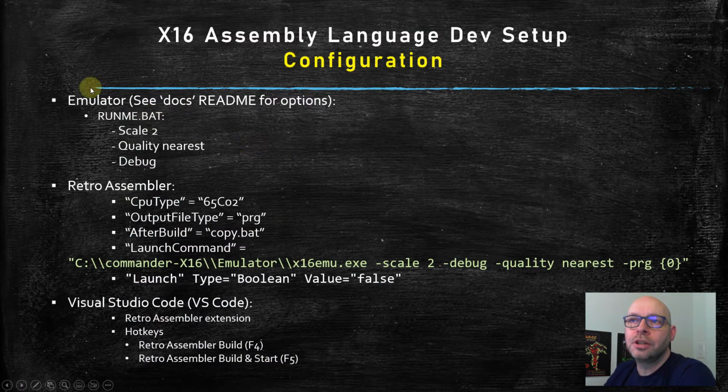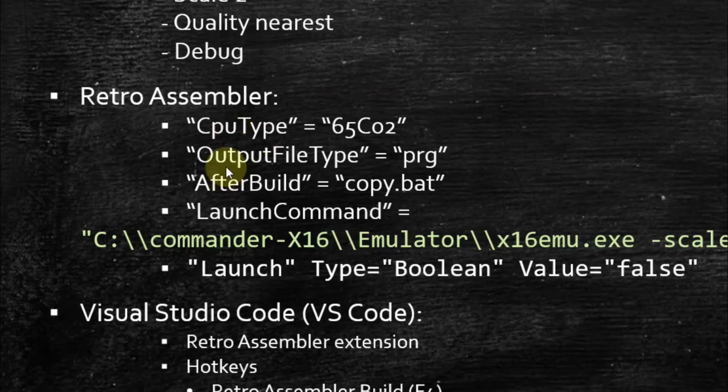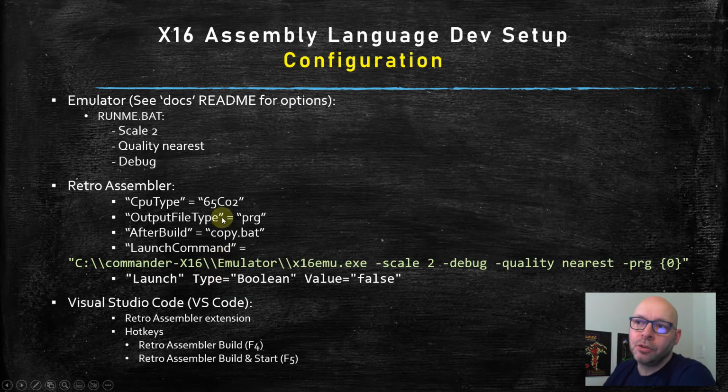So we've finished configuring the emulator, which we took a look at with that batch file, and now we're on to the Retro Assembler. And these are the 4 things we want to change: CPU type, output file type, after build, launch command, as well as one final note here that we're going to take a look at in a moment. So now we're going to take a look at these different settings that we need to change in that configuration file in Visual Studio Code.